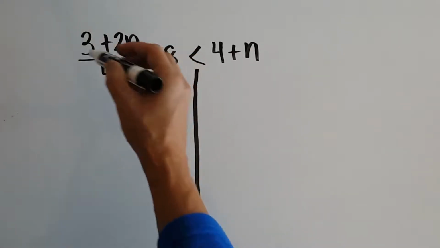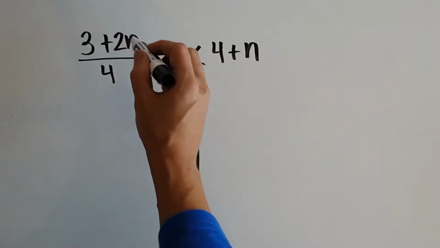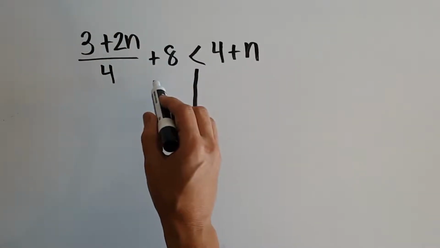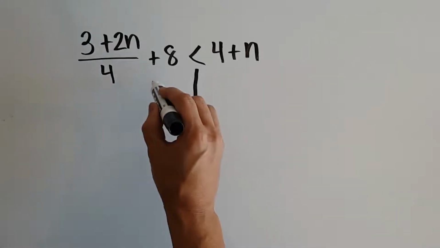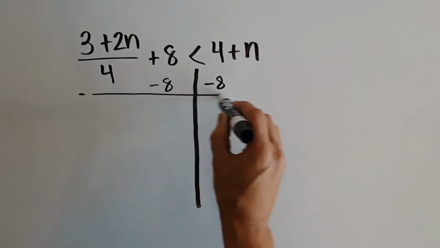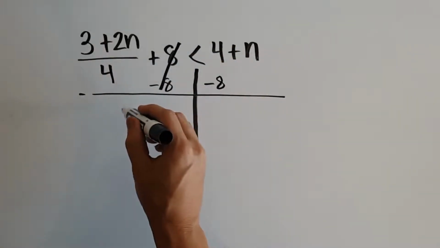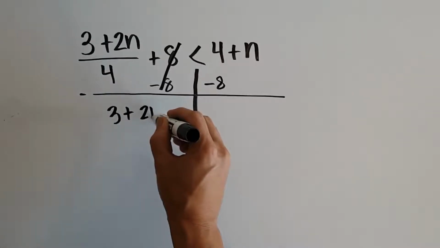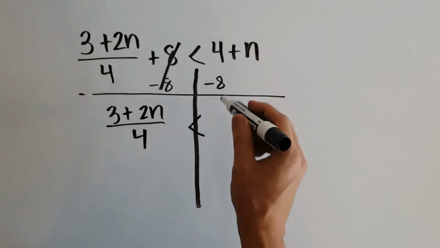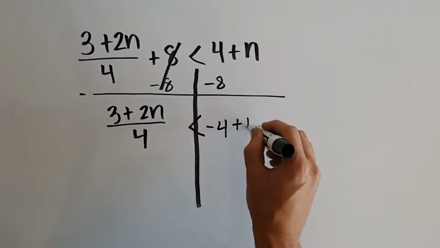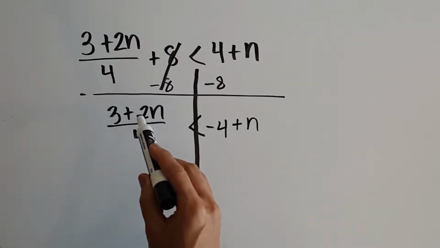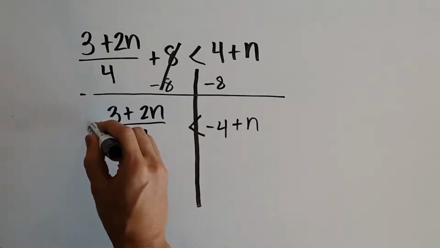So right now, n is trapped inside of this term, which is a fraction. So before I can do anything with that, I want to get rid of the other terms that are on the same side of my inequality. So I'm going to subtract 8 from both sides so that I'm only left with that fraction term. So we have 3 plus 2n over 4. 8 minus 8 was 0. Is less than 4 minus 8, which is negative 4, plus n. So now that I have just the fraction over here, we can get rid of the fraction by multiplying both sides by the denominator.